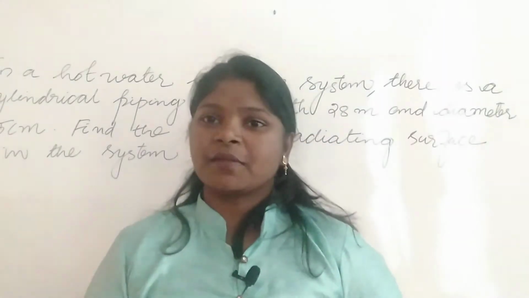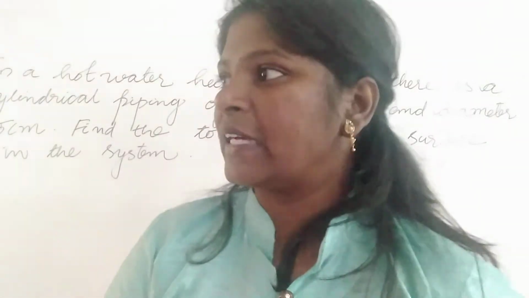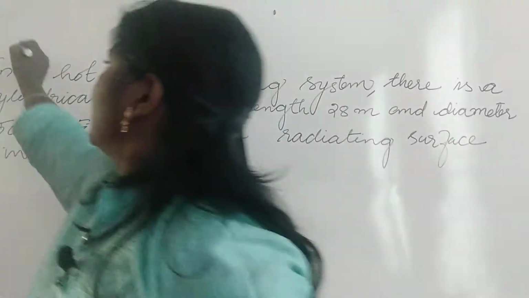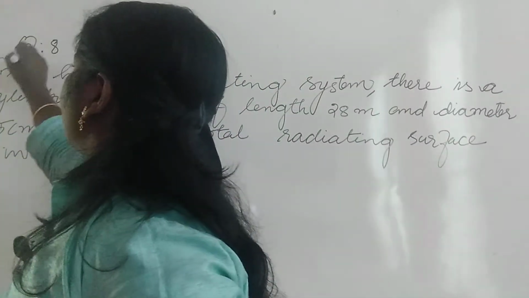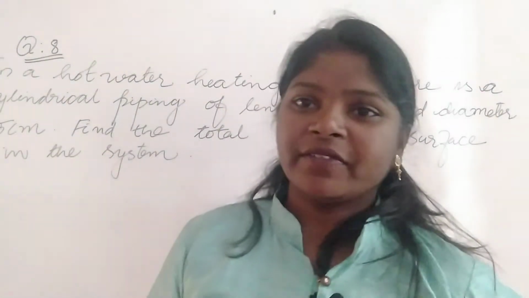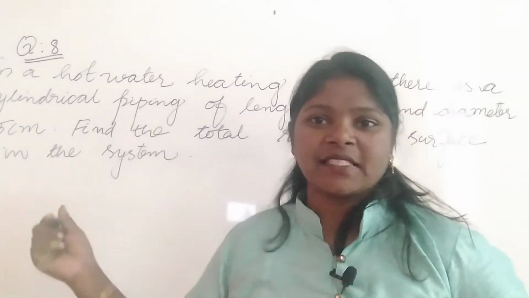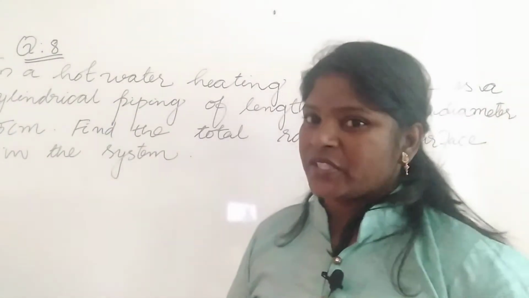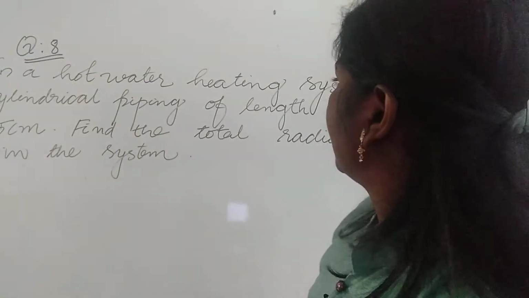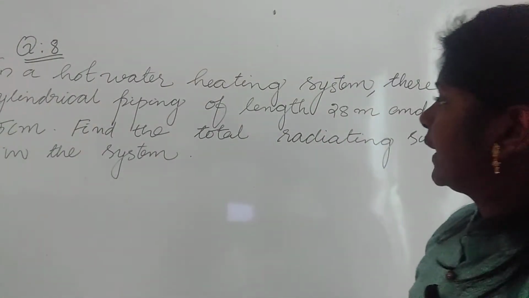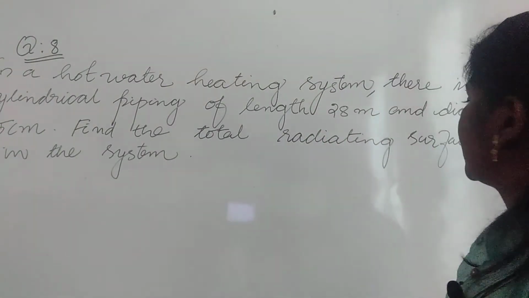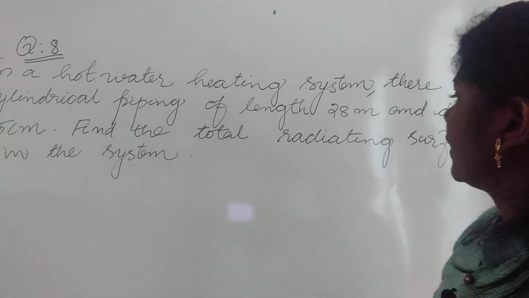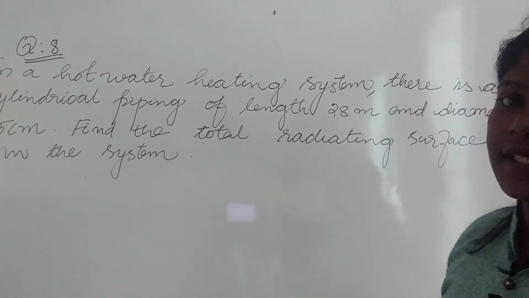Yes children, it is question number 8 from 13.2 of class 9. That is, we are finding the curved surface area of a cylinder. Then let us see what is the aim to be reached here. In a hot water heating system, there is a cylindrical piping of length 28 meter and diameter 5 centimeter. Find the total radiating surface in the system.